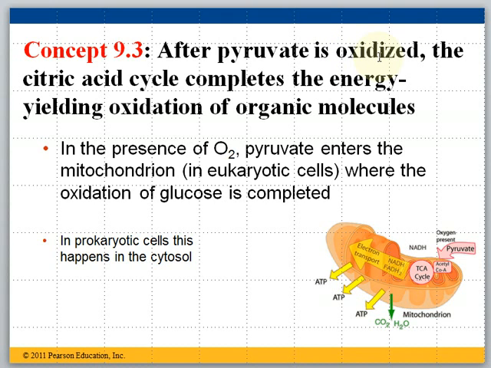So after the first step of glycolysis, we move on to the second step. We go into the mitochondria. In the presence of oxygen, the pyruvate will go into the mitochondria if we're talking about a eukaryotic cell, and that's where the final oxidation and breakdown of the glucose will happen. If we're not talking about a eukaryotic cell, this is going to happen just out there in the cytosol. So prokaryotic cells that do cellular respiration, they do this process as well, but they don't have a mitochondria. This process just happens out there in the cytosol.